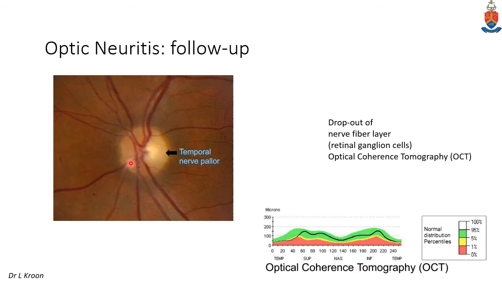So one way to follow up quantitatively is with OCT, or optical coherence tomography. And in this instance, the red is the thin area. So over here in this black line, it means that there's temporal thinning or temporal atrophy seen in this person if we perform the optical coherence tomography scan.